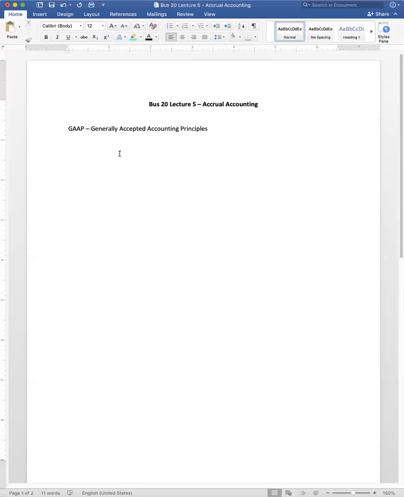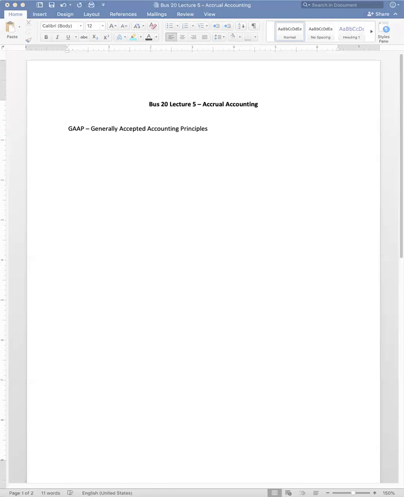So that is the power of these rules, is that if companies use them, then the auditors will fully approve their statements. And of course, that is what makes pretty much everybody use these rules. So unless you're talking about a very small startup or something, pretty much all the companies in the US are using GAAP. So that's what we're learning in this class.